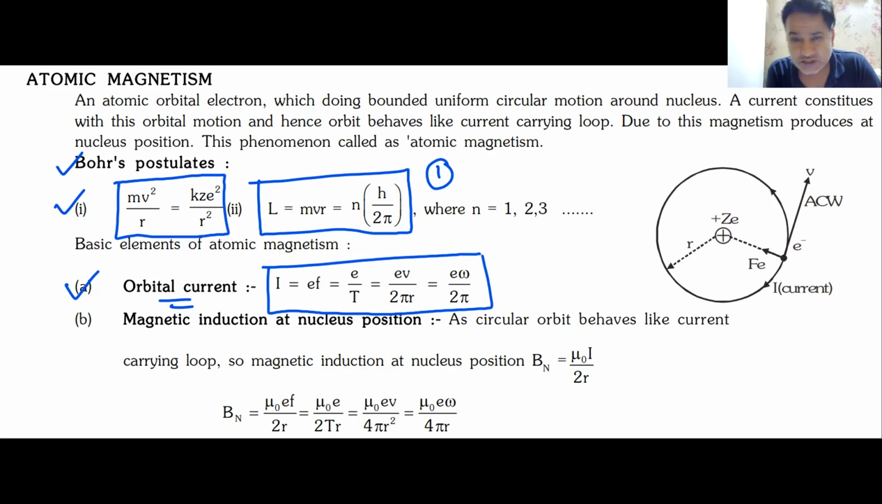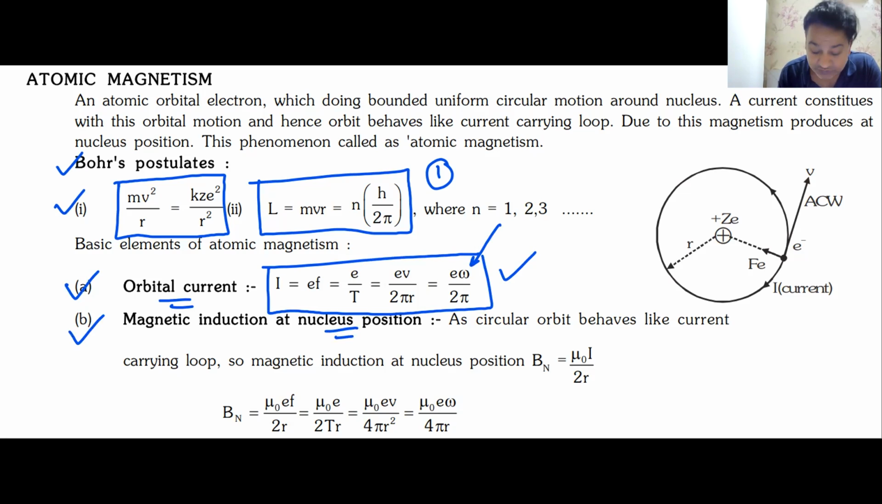It is Q or E, the charge on electron, divided by the time period, and time period can be written as 2 pi by omega. So it becomes like this, where omega is the angular velocity in the given orbit. This will be the orbital current, the current that the electron produces when it is revolving in this orbit. Now, because of this current, this electron will create a magnetic field at the nucleus.